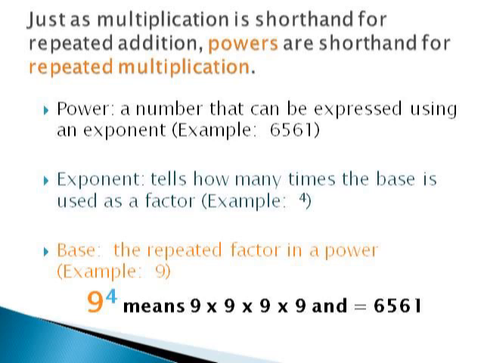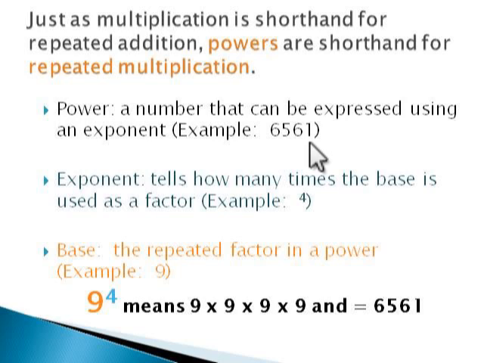So let's look at our vocabulary that we have for this lesson. The first word is power. A power is a number that can be expressed using an exponent. Okay, this is a very large example. 6,561 is a power because it's 4 9s multiplied together. Let me give you another example. 16 would be a power because it's 4 times 4, which would be 2 4s, or 4 to the 2, or 4 to the second.